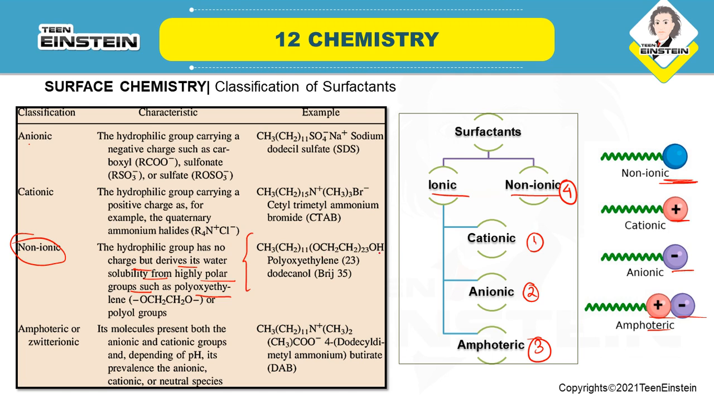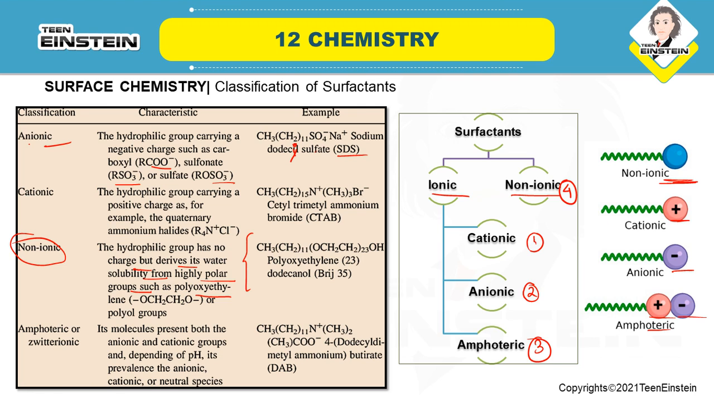Then we have anionic. Now in the hydrophilic head there will be a negative charge, such as a carboxylate ion, sulfonate, or sulfate. Sodium dodecyl sulfate, SDS, is a very common example of anionic surfactants.